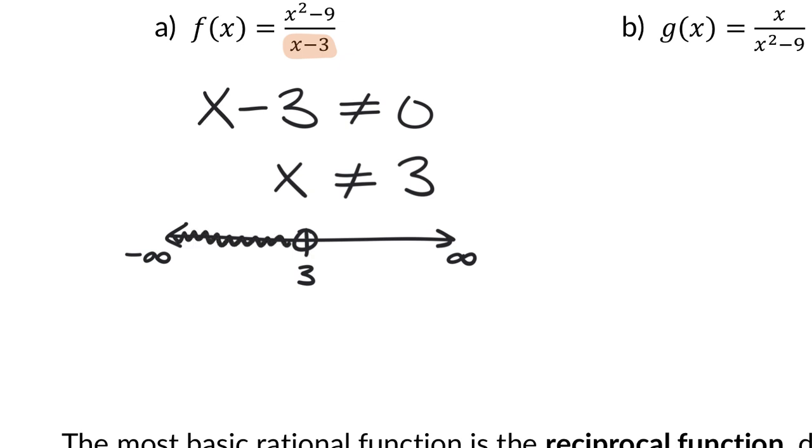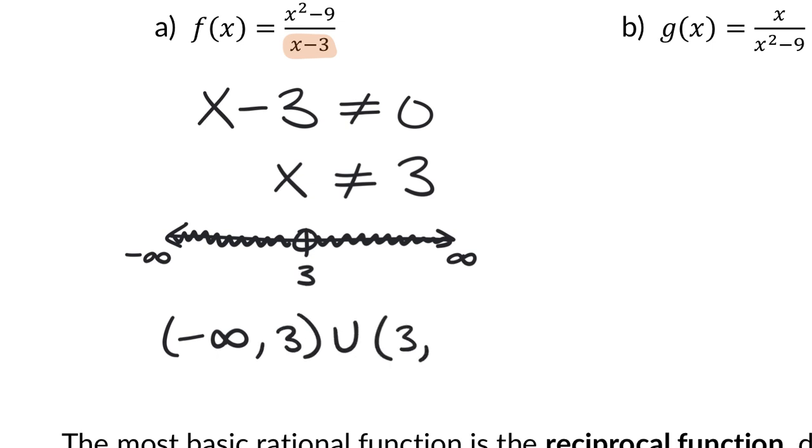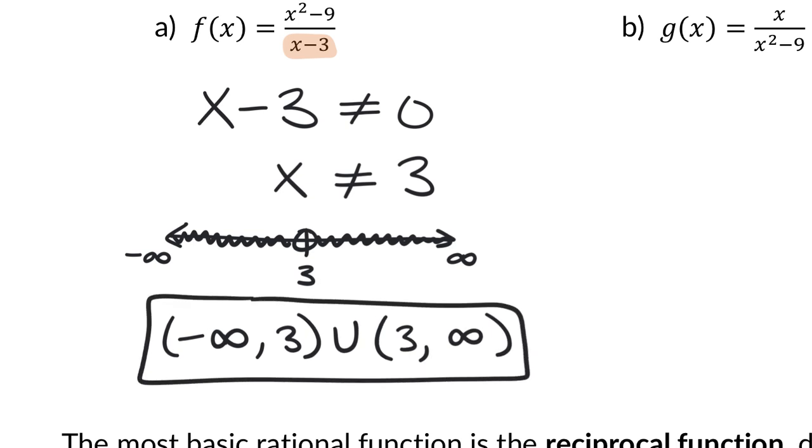So if we're writing this in interval notation, what would it look like? Negative infinity, keep going, to 3, union, or 3 to infinity. That's the domain of this rational function. We can use every single number except for the number that makes the denominator 0. Yes? Cool. Let's try the next one.